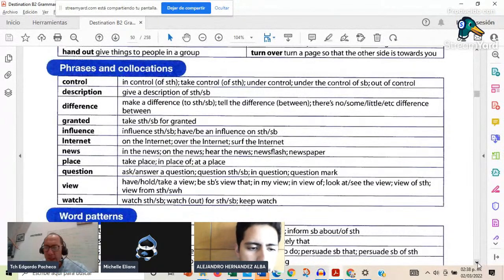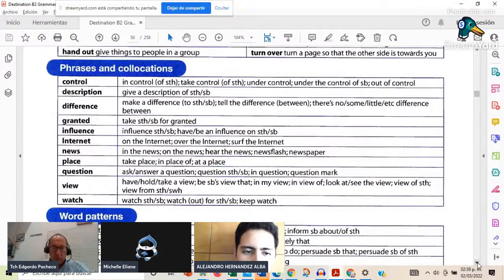Can I? Please, please. Phrases and collocations. Control. In control of something. Take control of something. Under control. Under the control of somebody. Out of control. Very good, Mickey. Thanks very much. Mitch, can you do the second one, please? Description. Give a description of something or somebody. Perfect. Next, Mickey, please.